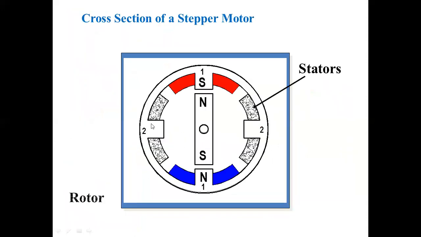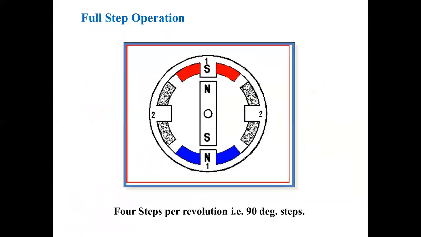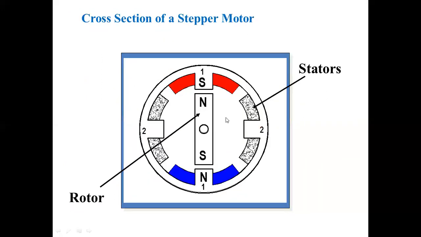Next one, cross section of the stepper motor. If you consider the cross section of a stepper motor, suppose these are the stator and these are the rotor. Here we consider the rotor to be a permanent magnet. Why? Because we mainly have three types of stepper motors: permanent magnet, hybrid type, and variable reluctance type. The figure we are showing is the permanent magnet type.